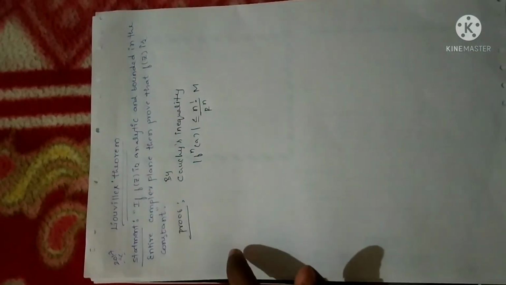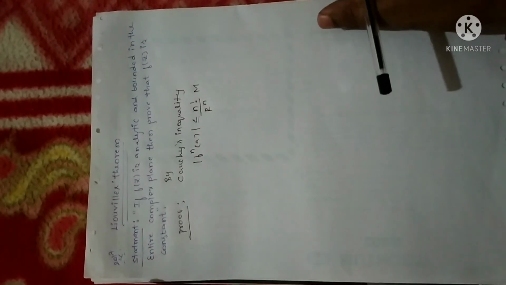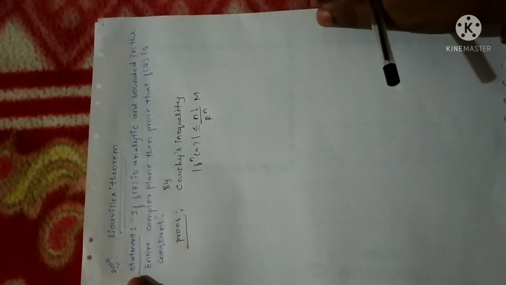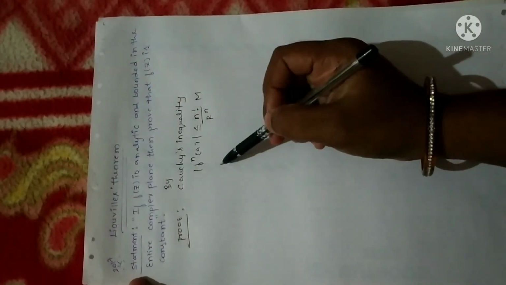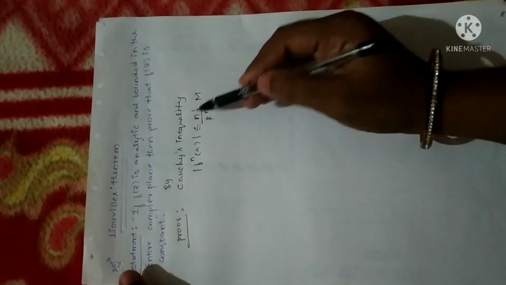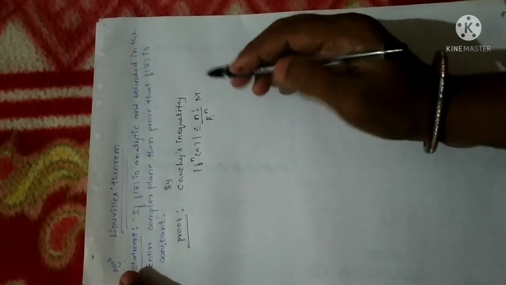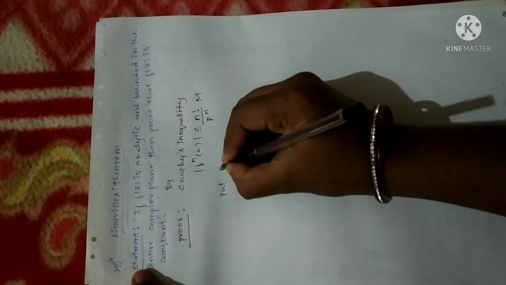See, this proof is very short and simple, but when they ask you to solve for 5 marks, you have to elaborate the steps. Like you have to write the whole statement of Cauchy's inequality and try to elaborate the steps, right? So n factorial by r power of n into M. Now what I'm going to do is, let me put n value as 1.